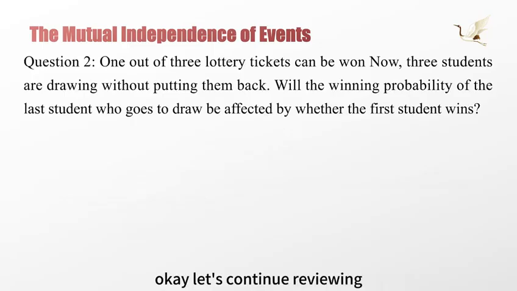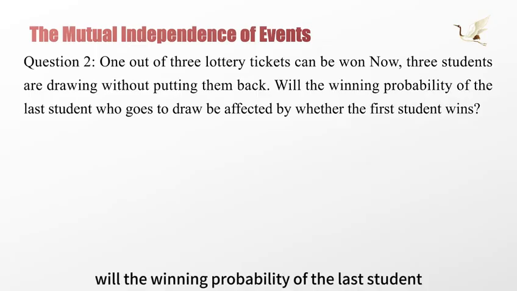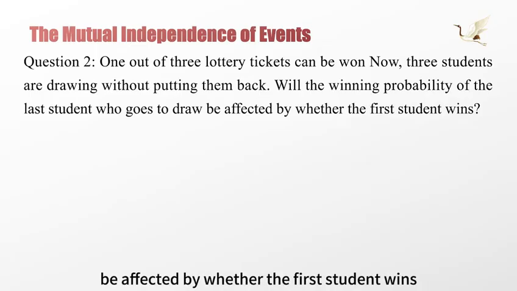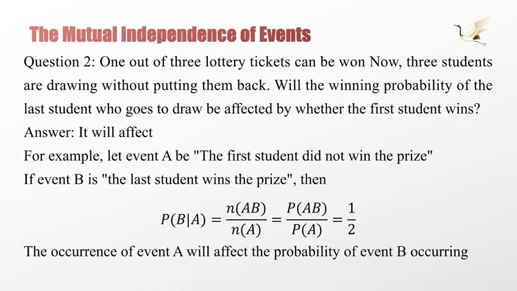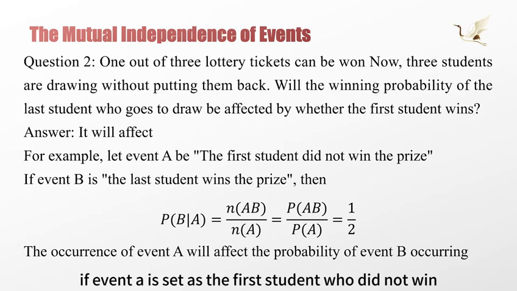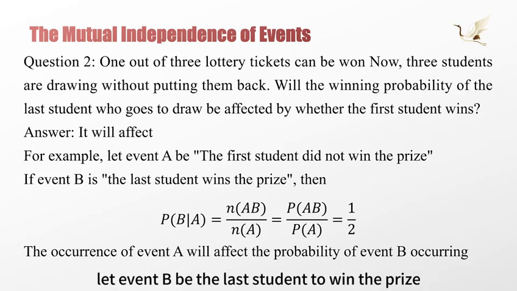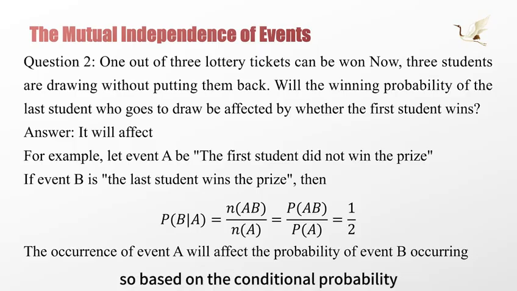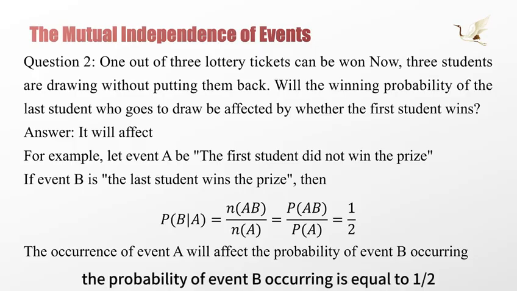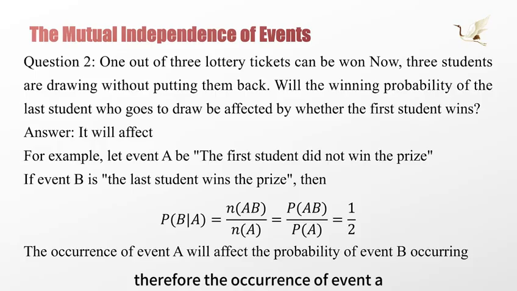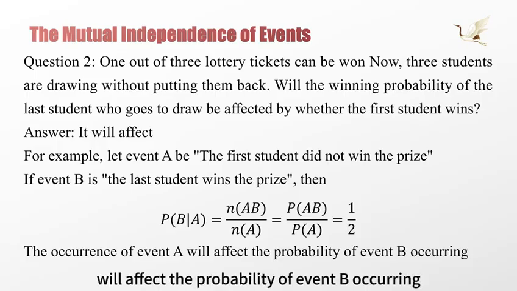Okay, let's continue reviewing. Please refer to question 2. There are 3 lottery tickets, one of which can win. Now, 3 students are drawing without putting them back, in order. Will the winning probability of the last student to draw be affected by whether the first student wins? It will be affected. For example, let event A be that the first student did not win, and let event B be that the last student wins the prize. Based on conditional probability, under the condition of event A occurring, the probability of event B occurring is equal to 1/2. Therefore, the occurrence of event A will affect the probability of event B occurring.